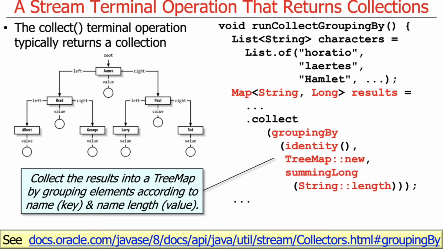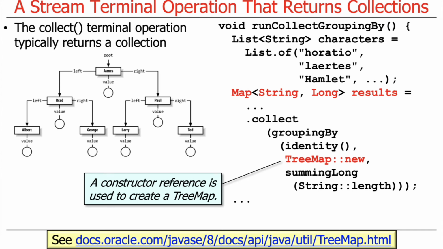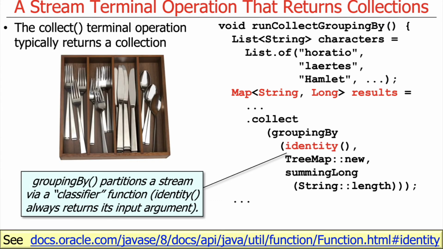And then the last parameter here is something that's called the downstream collector. So let's see if I can explain each of these things in turn. So groupingBy is a cool factory method that creates a given map, like a TreeMap, and it takes a first parameter which will partition the stream using a classifier function. In this case, it's just the identity function. It's just saying whatever the value is, use that as the key in the map.